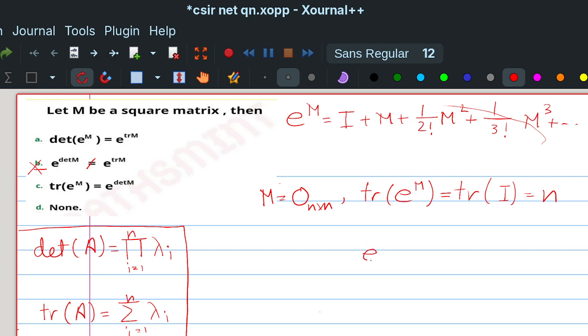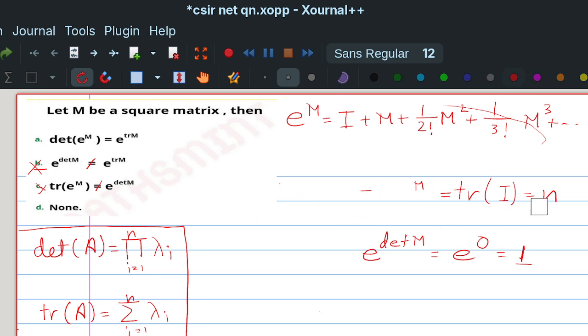And the right hand side is e to the power det M. Det M is 0, because this is the zero matrix, so it will be equal to 1. So these two are not always equal, especially when n is greater than 1. So this option is also discarded. Now let's go to option A. Let me reveal that option A is true. So we have to prove this.